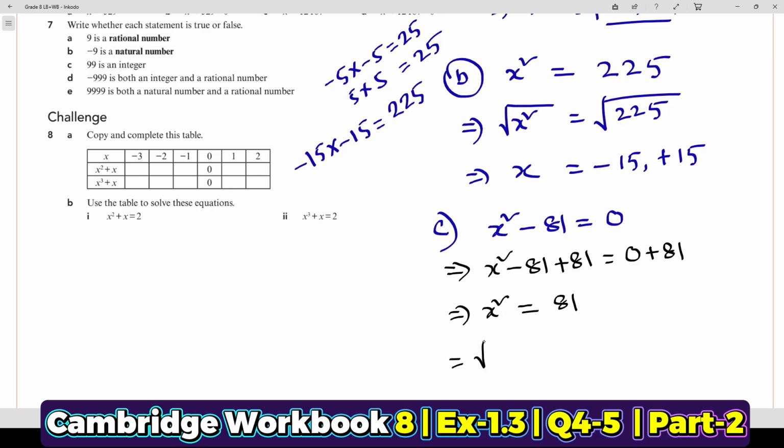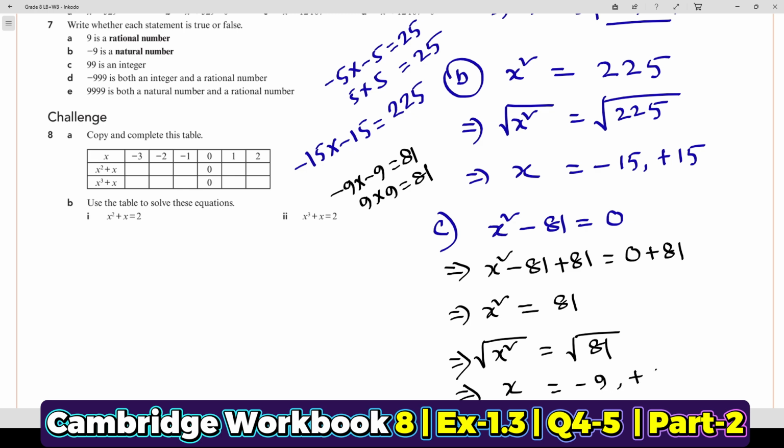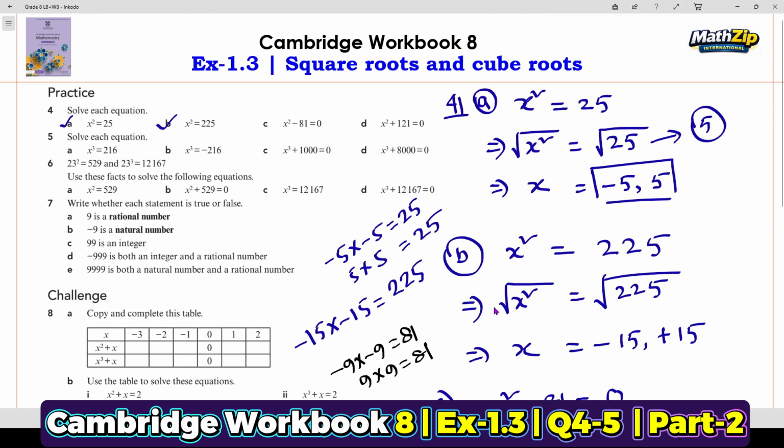Now we will take the square root of both sides. It means root x squared and root 81. We already know the result, because minus 9 times minus 9 becomes 81. Similarly, 9 times 9 is also 81. In this case, root x squared is x, and here it is minus 9 and plus 9. Okay, so number C done.